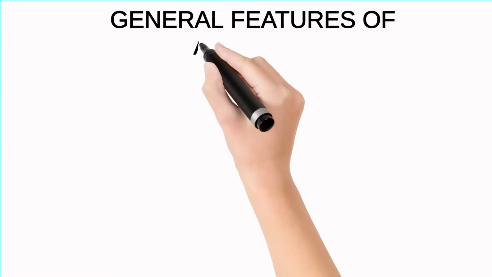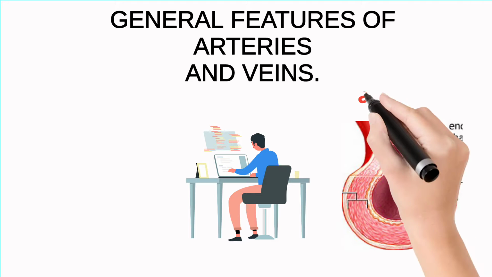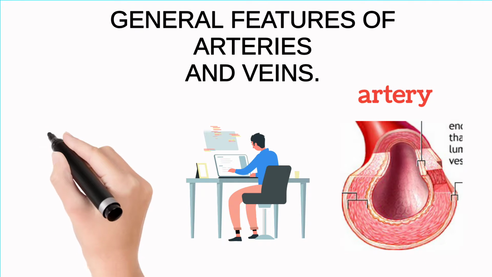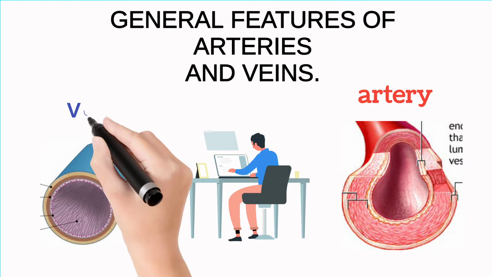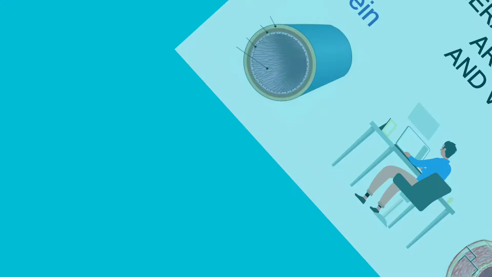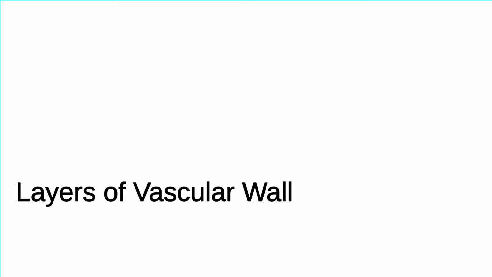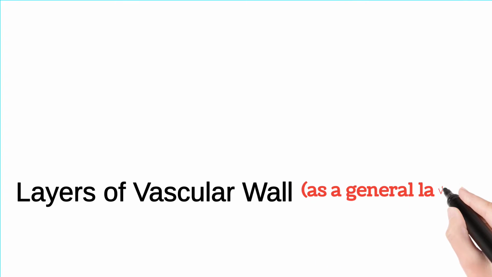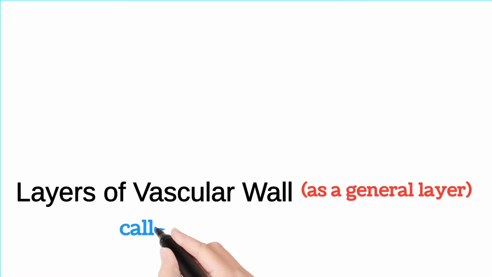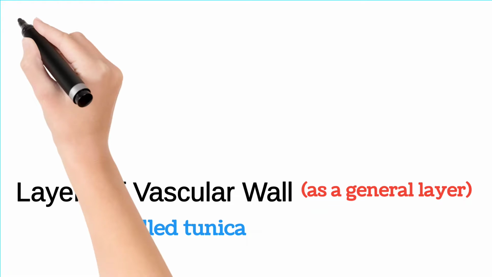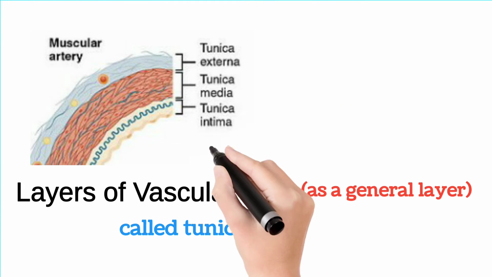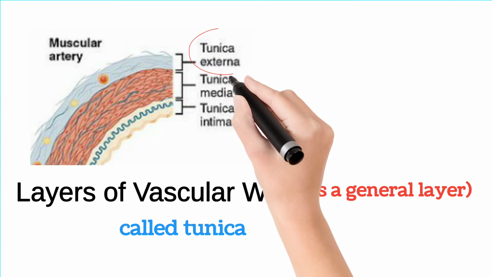General features of arteries and veins. This picture is an artery, and this picture is a vein. Layers of the vascular wall, as a general layer, called tunica. Each vein or artery is composed of 3 main layers from outside to inside.